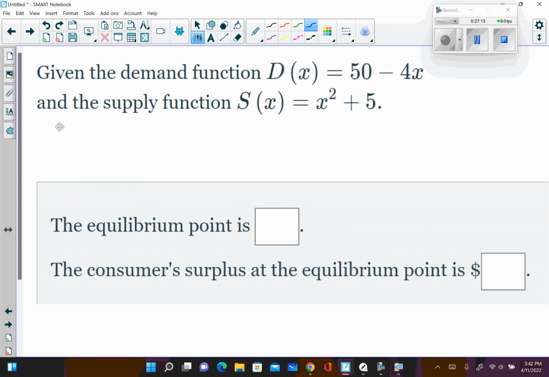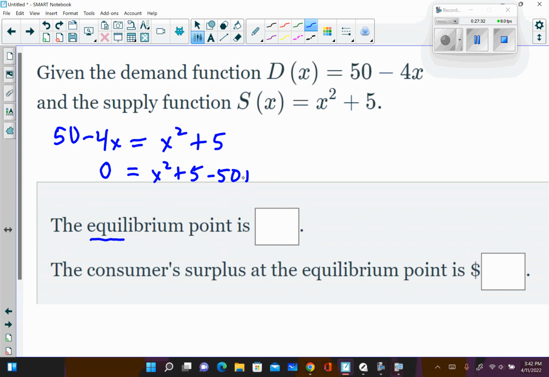Equilibrium is when demand, in this case that's 50 minus 4x, and supply, in this case that's x squared plus 5, are equal. When those are equal, we'll have equilibrium. So we're going to make this equation 0 equals x squared plus 5, subtracting 50 and adding 4x to both sides. We rewrite this as x squared plus 4x, 5 minus 50 is negative 45, equals 0.